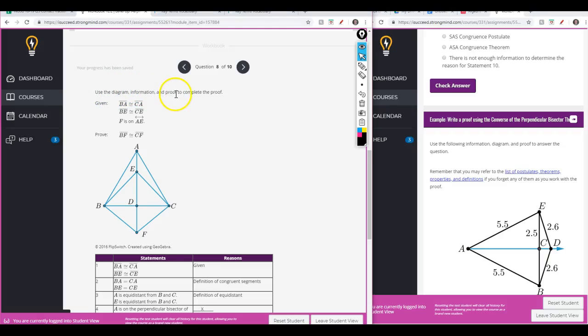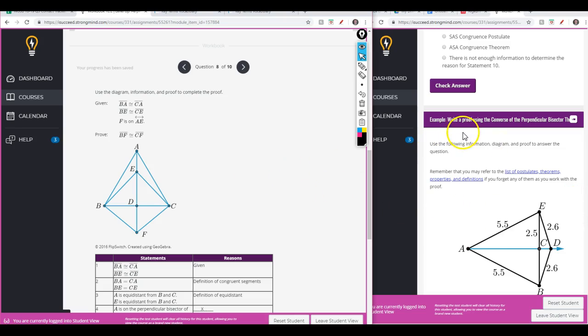Use the diagram information and proof to complete. Given segment BA is congruent to segment CA, segment BE is congruent to segment CE, F is on the line AE, prove that the segment BF is congruent to the segment CF.